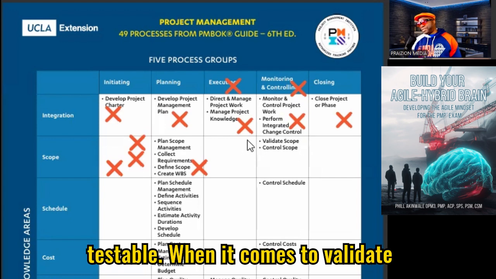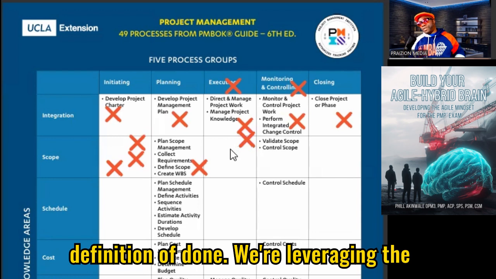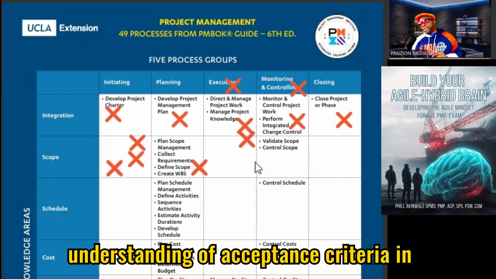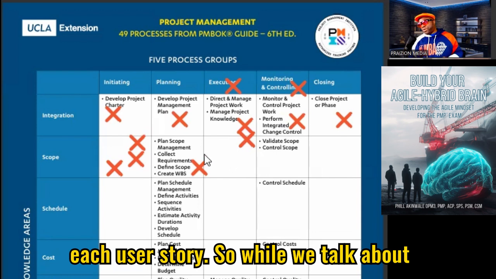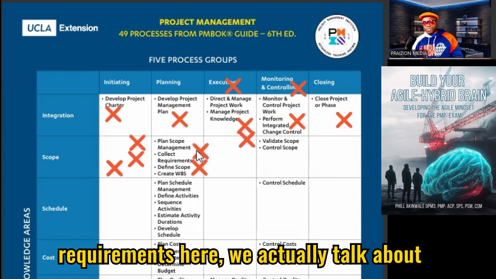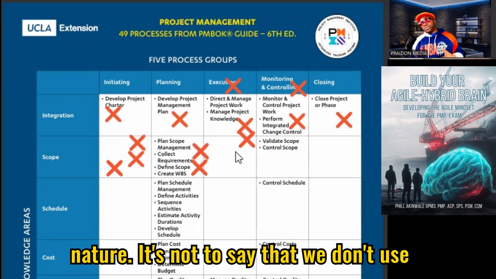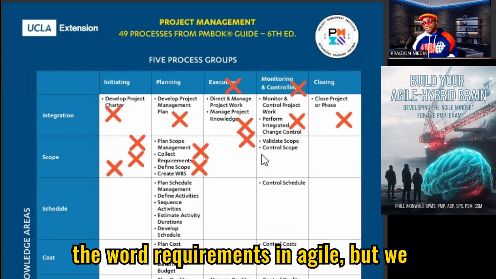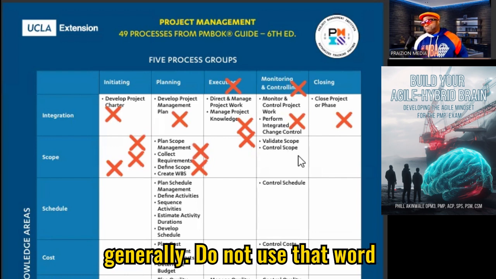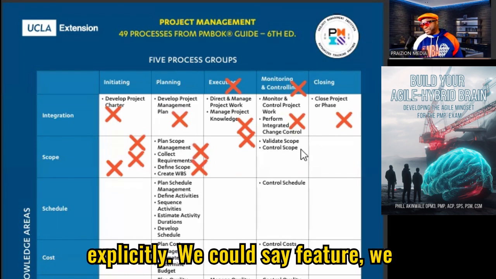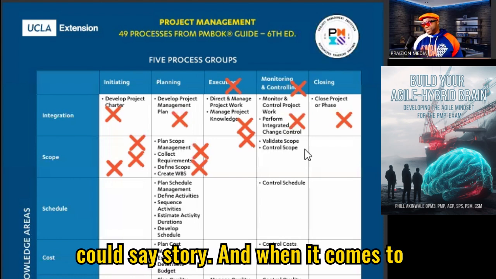When it comes to validate scope, we're really leveraging the definition of done. We're leveraging the understanding of acceptance criteria in each user story. So while we talk about requirements here, we actually talk about user stories, features, things of that nature. It's not to say that we don't use the word requirements in Agile, but we generally do not use that word explicitly. We could say feature, we could say story.